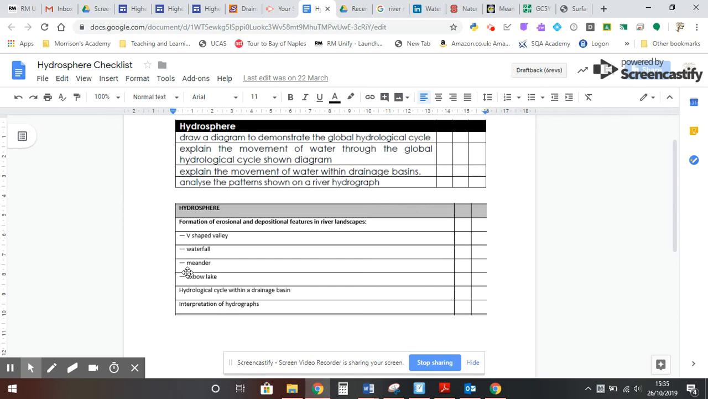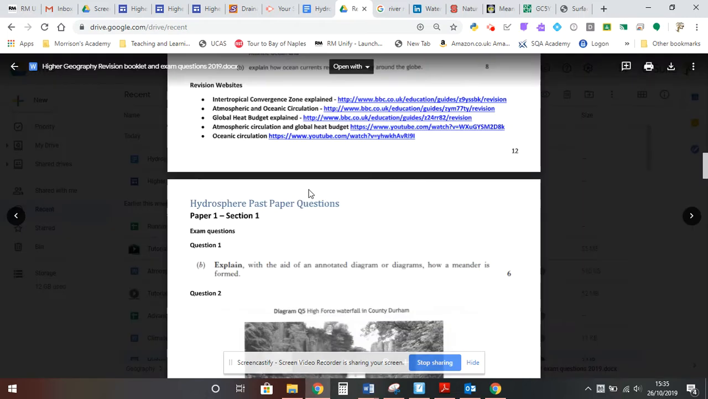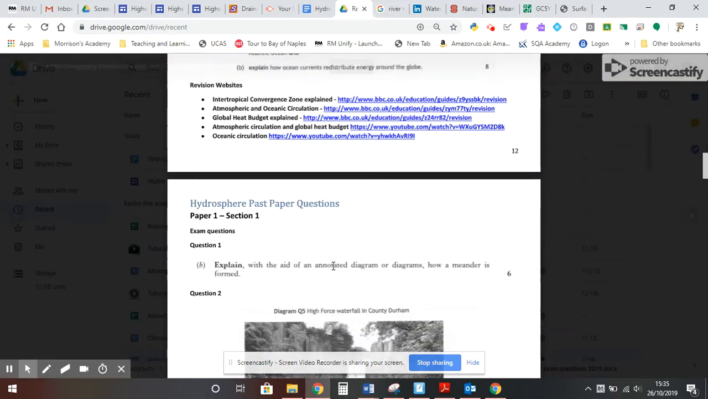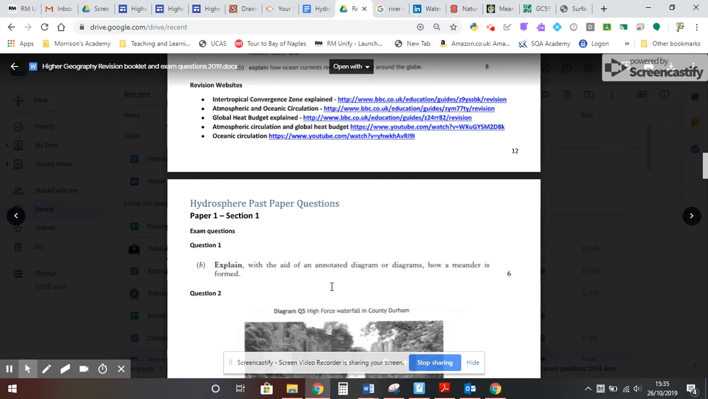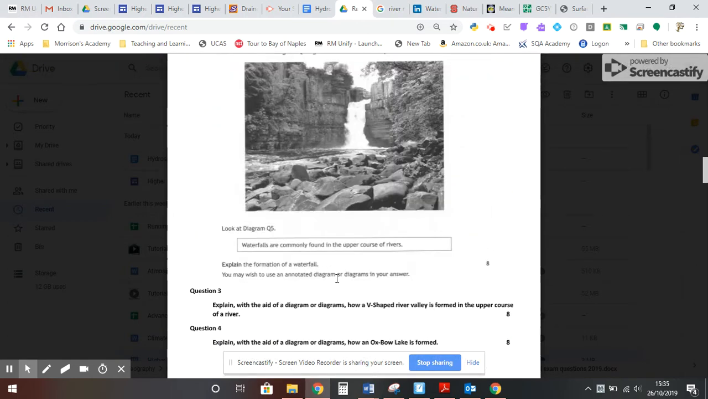Now, what a typical question is going to look like, if we just have a look at the past papers, will be something like this, which will say, explain with the aid of an annotated diagram or diagrams how a meander is formed. This type of question, whether it's the meander or the waterfall or the V-shaped valley or the Oxbow Lake, can be worth anything between 6 and 8 marks.